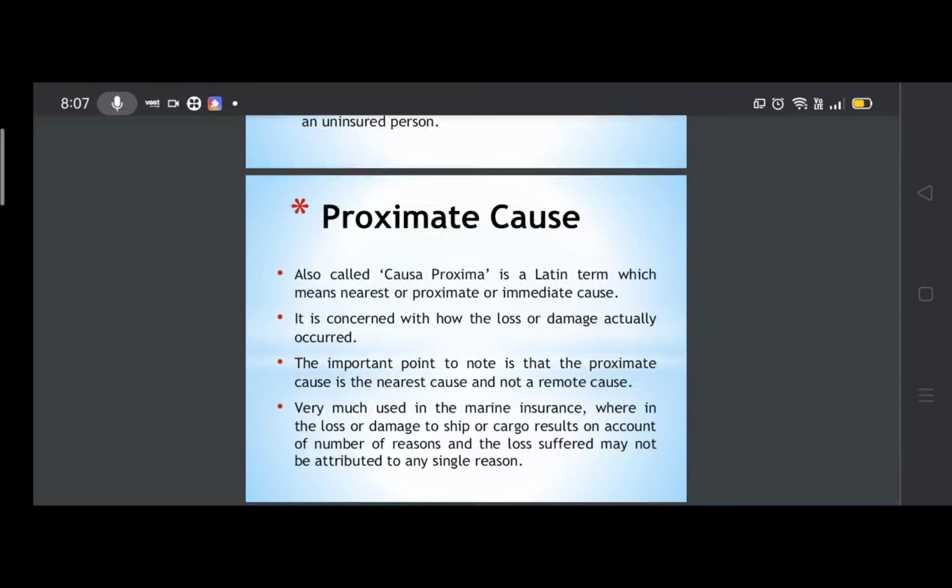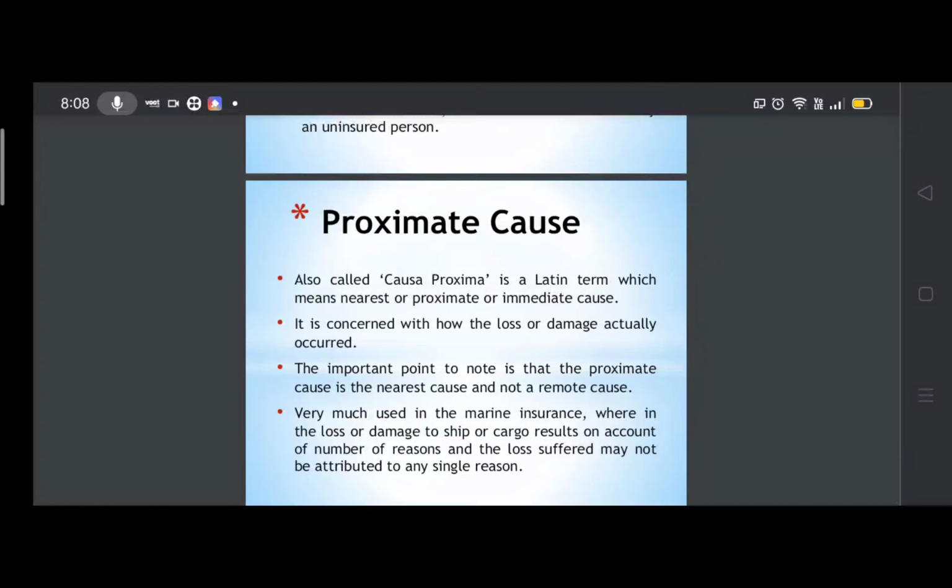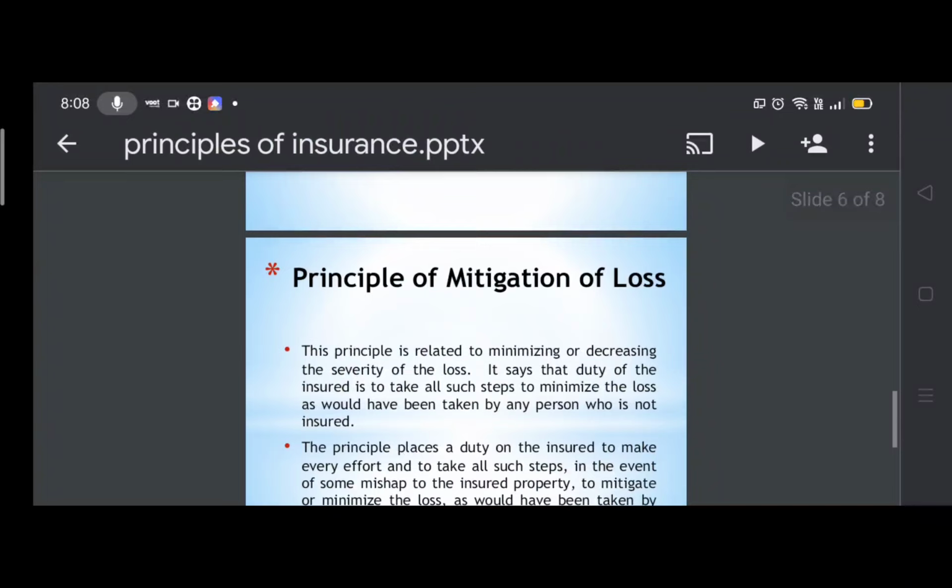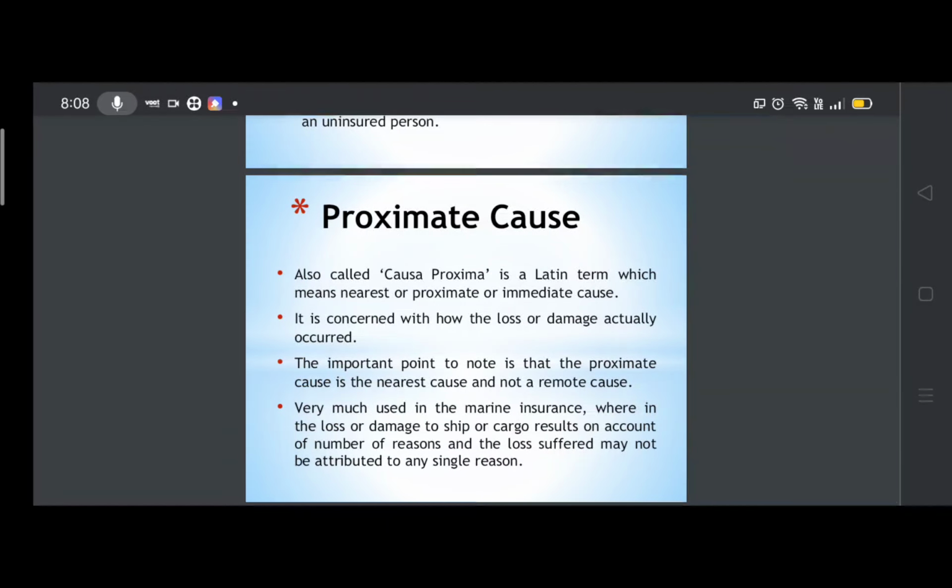The most important point to note is that the proximate cause is the nearest cause and not a remote cause. For example, in the fire accident I just mentioned, we find out how that fire has taken place in the organization, whether it was a short circuit or any other reason. So proximate cause means what could have been the cause of the damage, accident, or incident which has taken place. So this was about various principles of insurance.